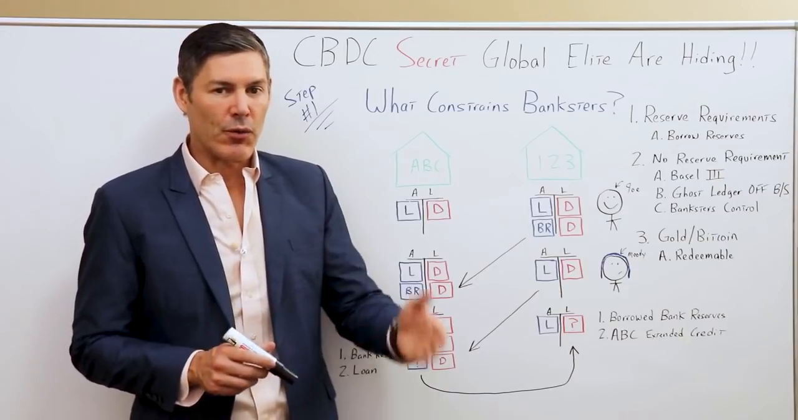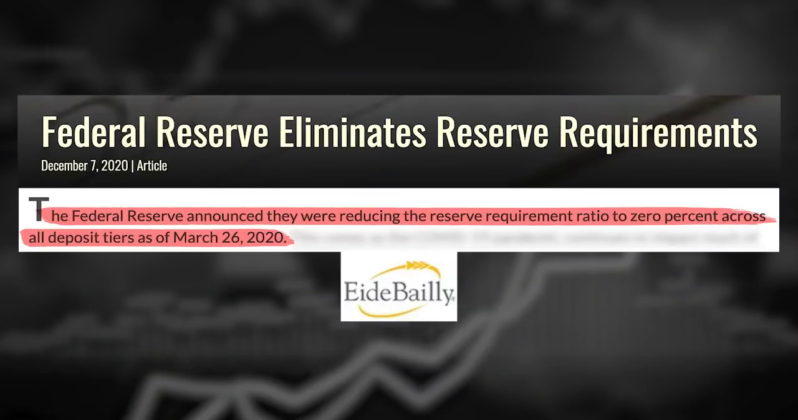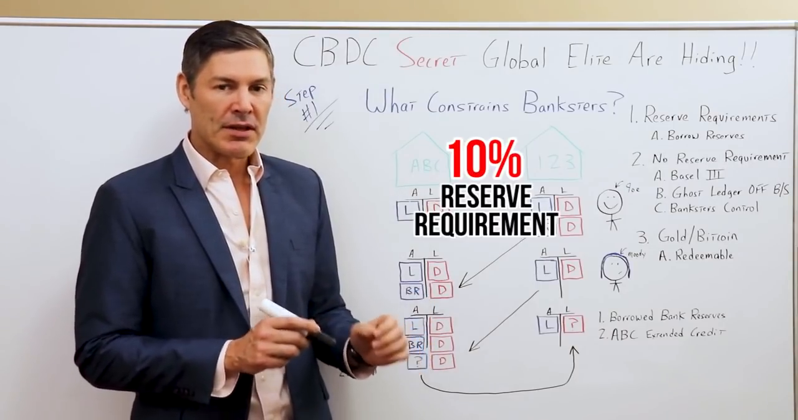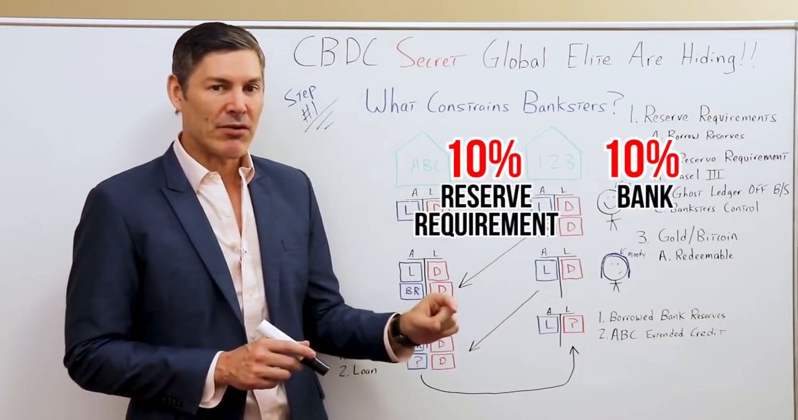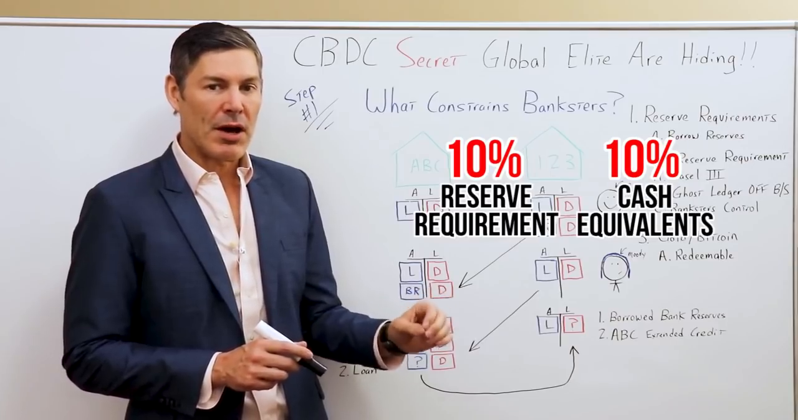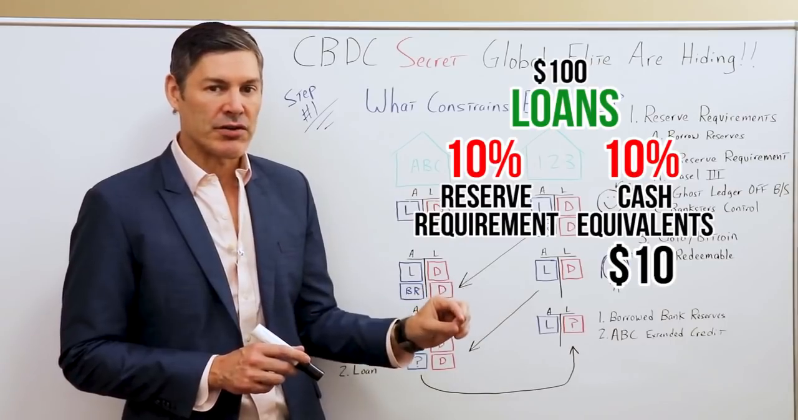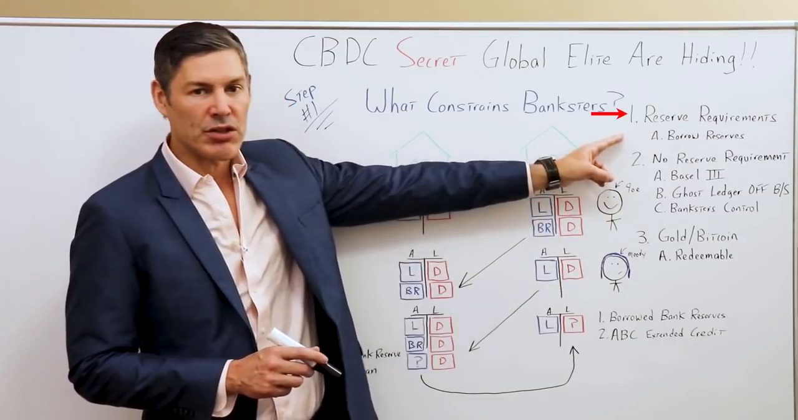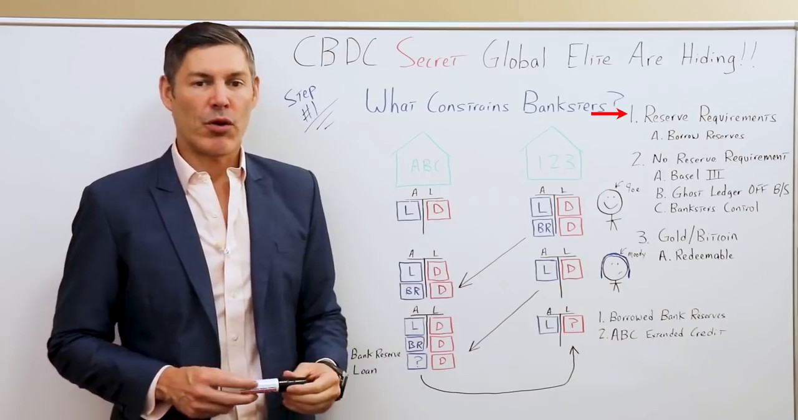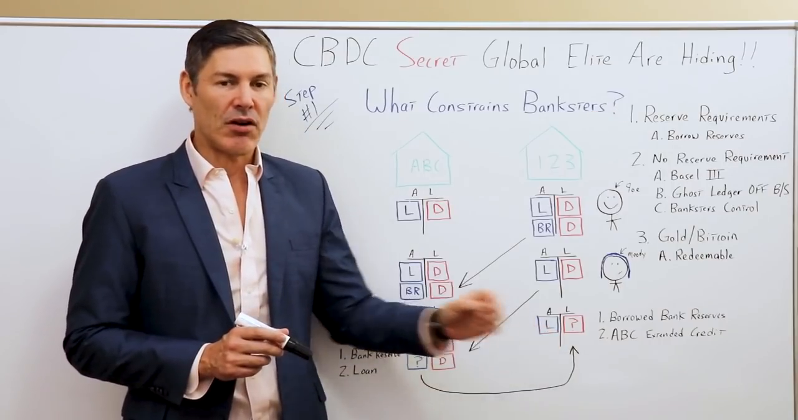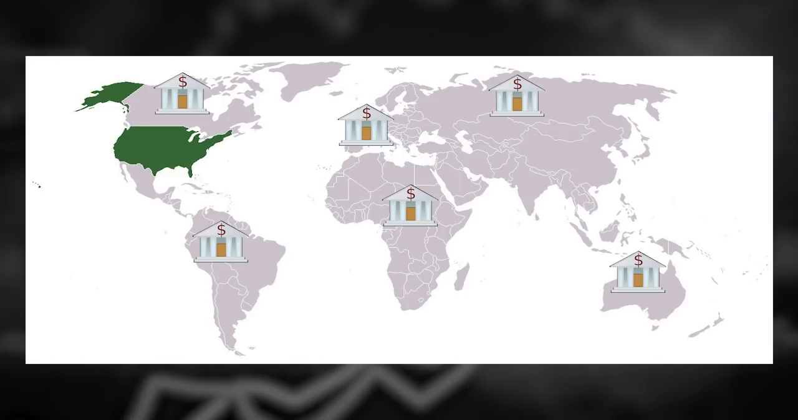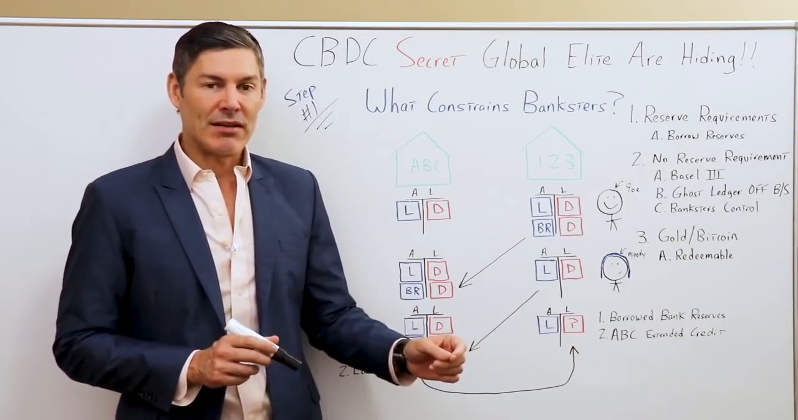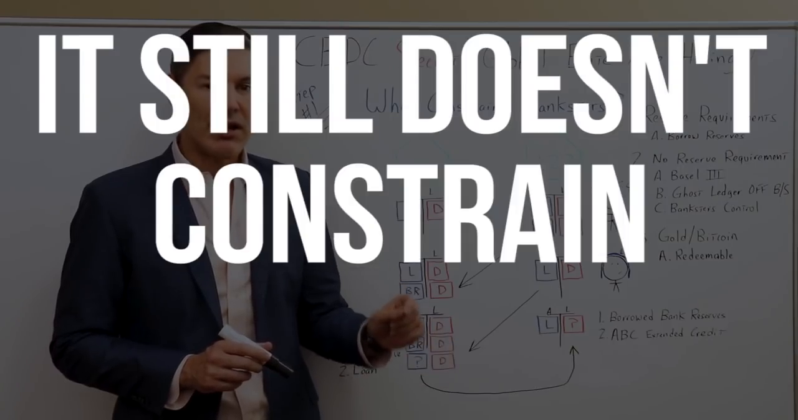So a reserve requirement, going way back in the day, prior to March 2020, let's say a 10% reserve requirement. Therefore, they had to have 10% in bank reserves or cash equivalents for the amount of loans. If they have $100 in loans, they've got to have $10 in bank reserves or cash equivalents. But as I just said, in March of 2020, there was no longer a reserve requirement, which isn't that big of a deal because all the banks outside of the United States in the Eurodollar system never had a reserve requirement to begin with. But even if they did, it still doesn't constrain the banksters.